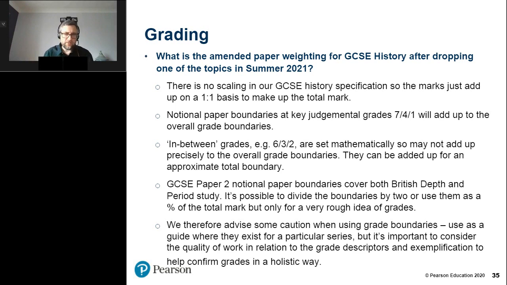For example, say you've got Henry VIII, it might be quite a challenging paper, so the boundaries will reflect that in the overall weighting. But really, if you just want a rough idea of grading on paper 2, that's all you can do. So hopefully you can see there's quite a lot of rough estimation going on here, and for that reason we do advise some caution when using grade boundaries.